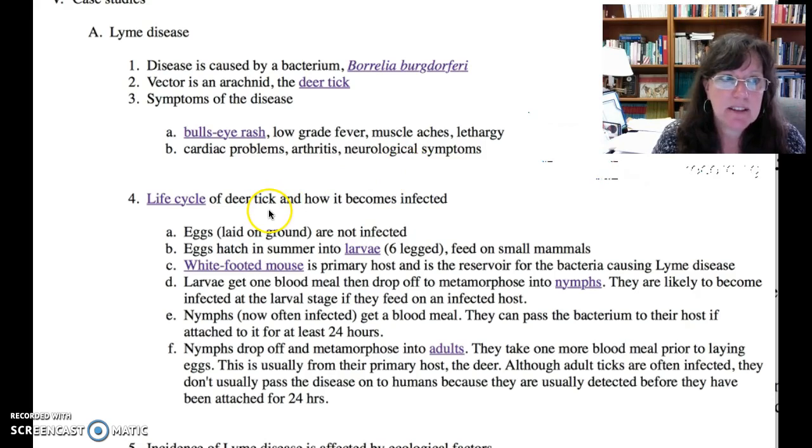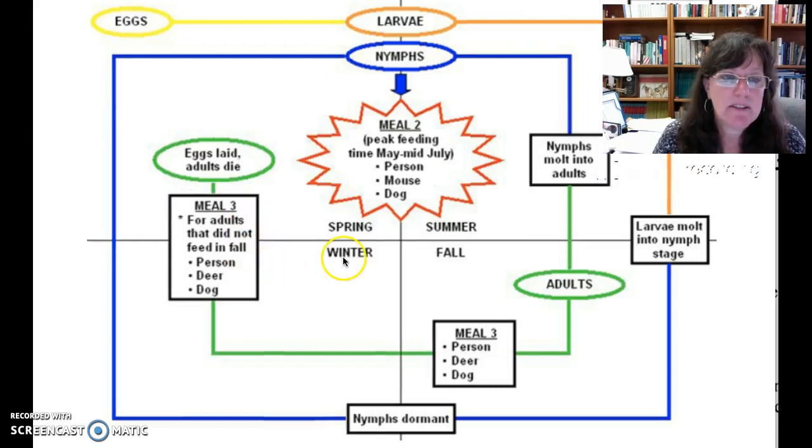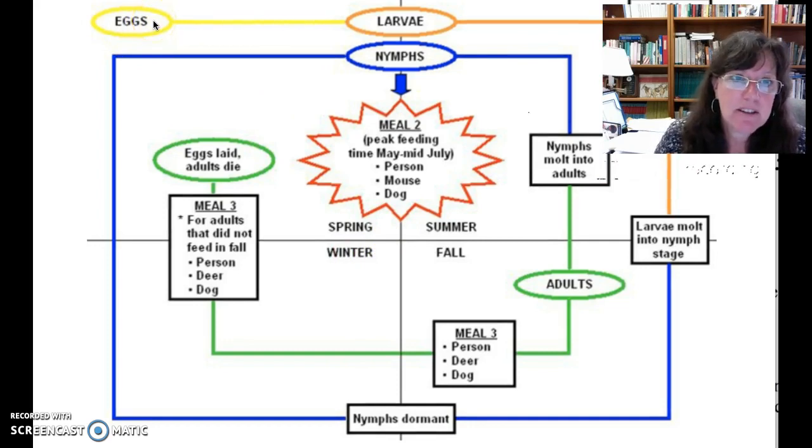Let's take a look at the life cycle of the deer tick, because really the life cycle of the deer tick is the key to preventing infection with Lyme disease. So the life cycle is very complex. When the eggs are laid, they're not infected. So you have the eggs hatching into larvae which don't have Lyme disease. They're going to hatch in the spring, and the larvae will try to find some sort of blood meal in the summertime, and its meal is going to be something little, either a small mammal or a bird, something warm-blooded, so mouse or bird here.